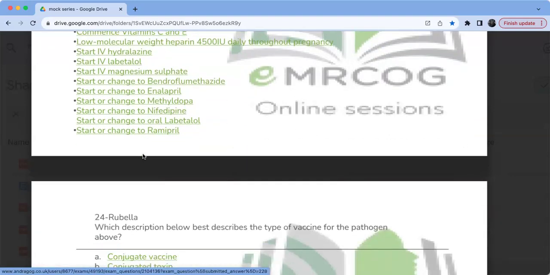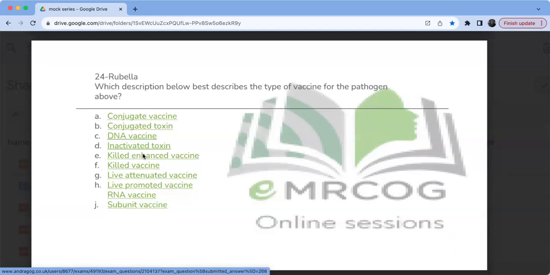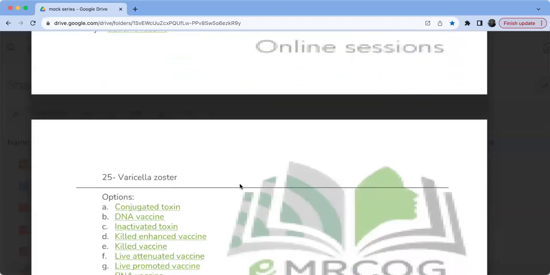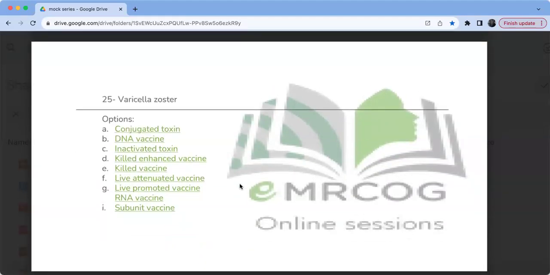Yes, well done. Another question, about vaccines. Which description below best describes the type of vaccine for the pathogen above? Yes, it's live attenuated. That's why we don't advise it during pregnancy. Even if the woman receives the rubella vaccine, we will advise her to have a reliable form of contraception for at least 1 month, right? Good. How about the varicella vaccine?